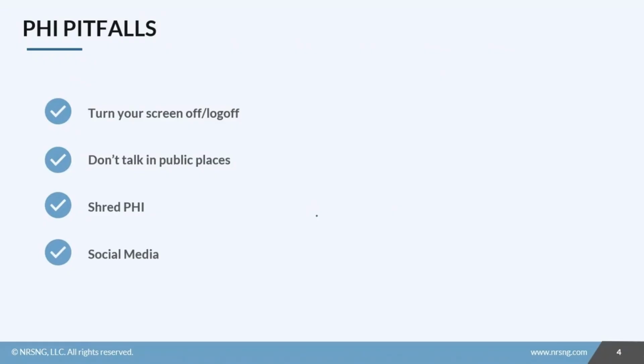Now we're going to talk about something we call PHI pitfalls. So these are situations where you would consider yourself quote unquote safe, but you're really not. First off, you always need to turn your screen off or away from onlookers and make sure you log out if you walk away. The new diagnosis for the patient of HIV and the family friend who happens to peer over your shoulder puts you at risk of liability. So make sure you're always logging off or turning your screen off when you walk away. If you are not physically at your computer, log out.